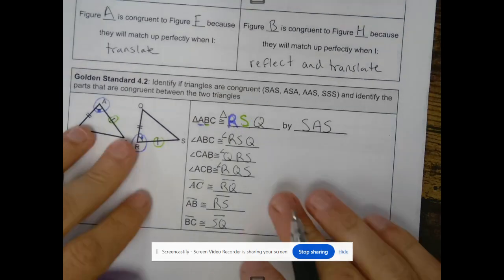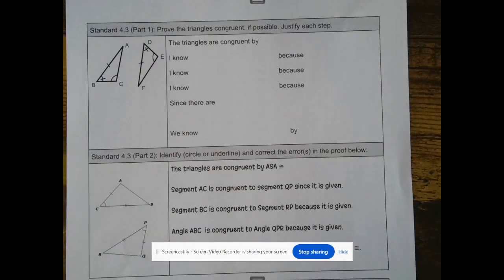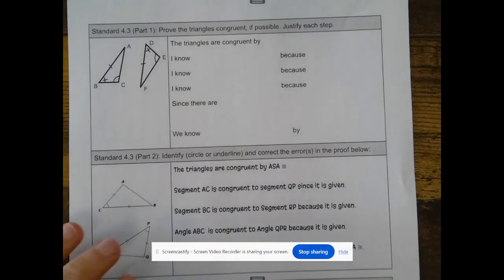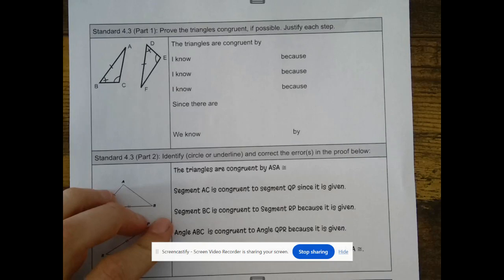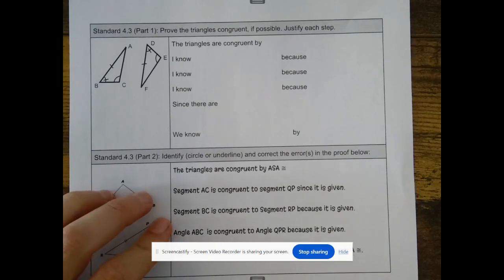Let's move on to Standard 4.0. All right, now let's move on to Standard 4.3, Part 1. Here, we're trying to prove the triangles are congruent, if possible. Justify each step. So let's start with our claim. The triangles are congruent by. Well, let's see what we got.